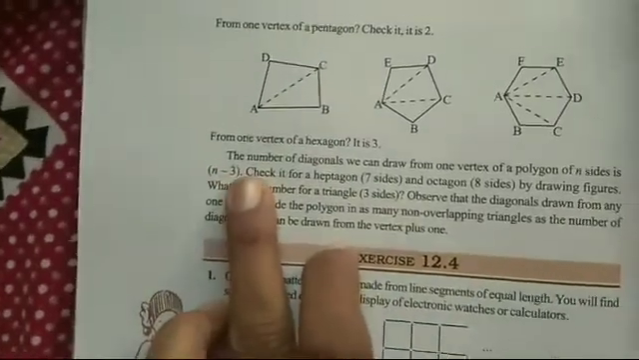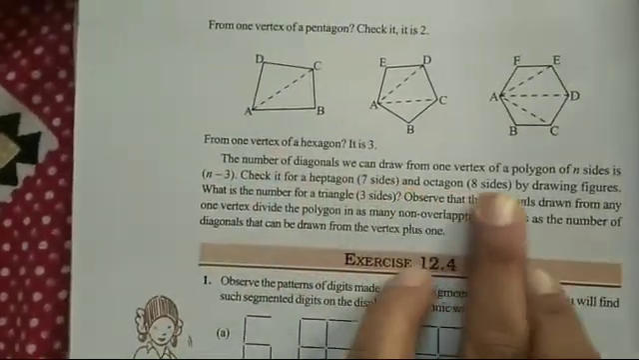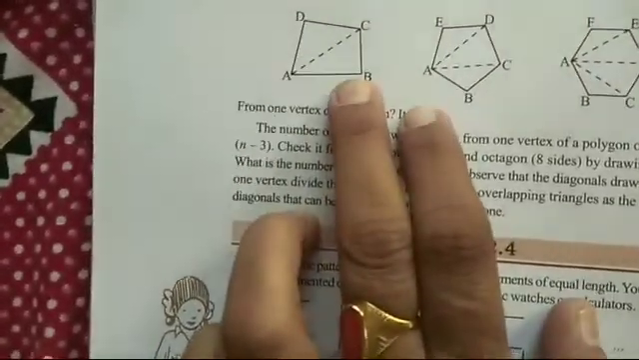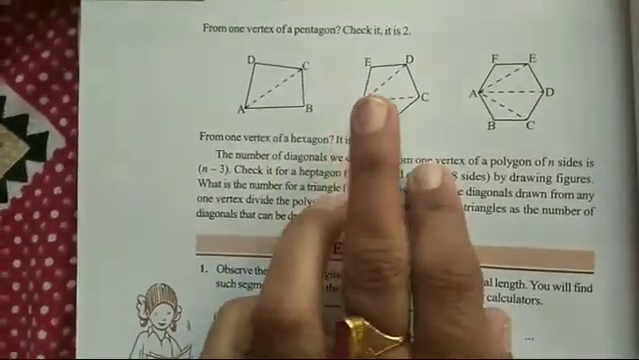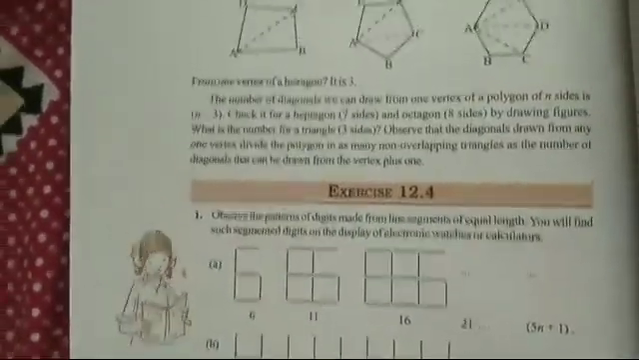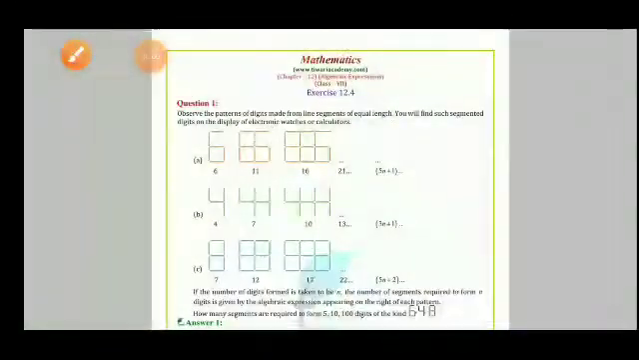So it means the number of diagonals that can be drawn from one vertex of a polygon of n sides is n minus 3, like 4 minus 3 is 1, 5 minus 3 is 2, 6 minus 3 is 3. Now on the basis of this, we'll discuss and solve exercise 12.4.